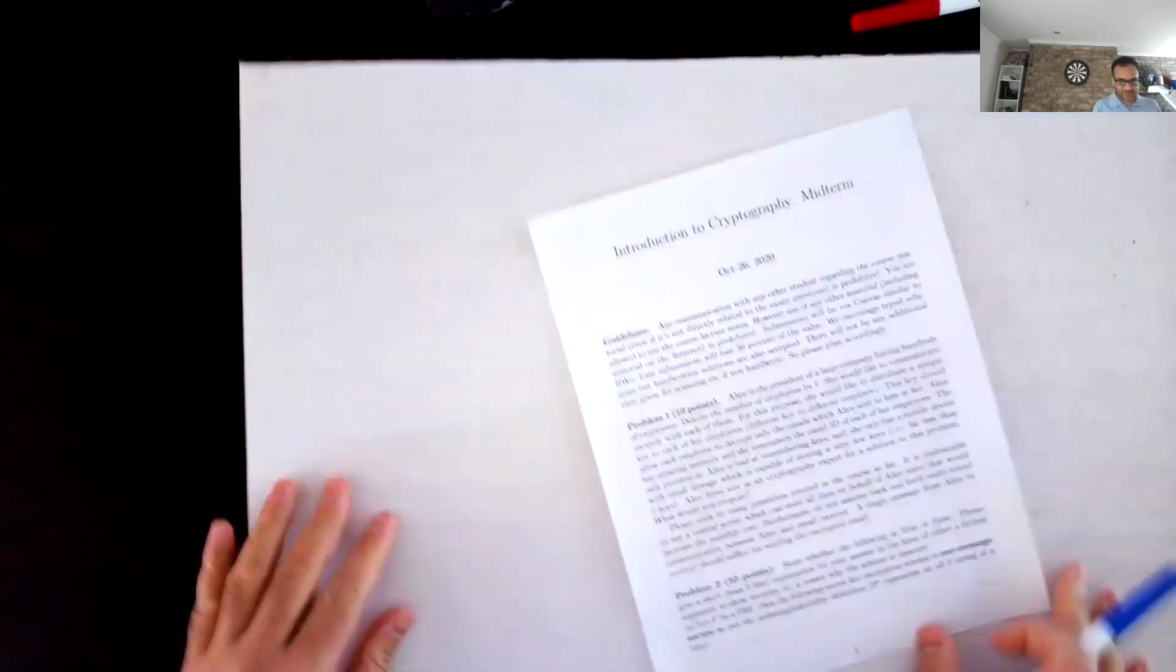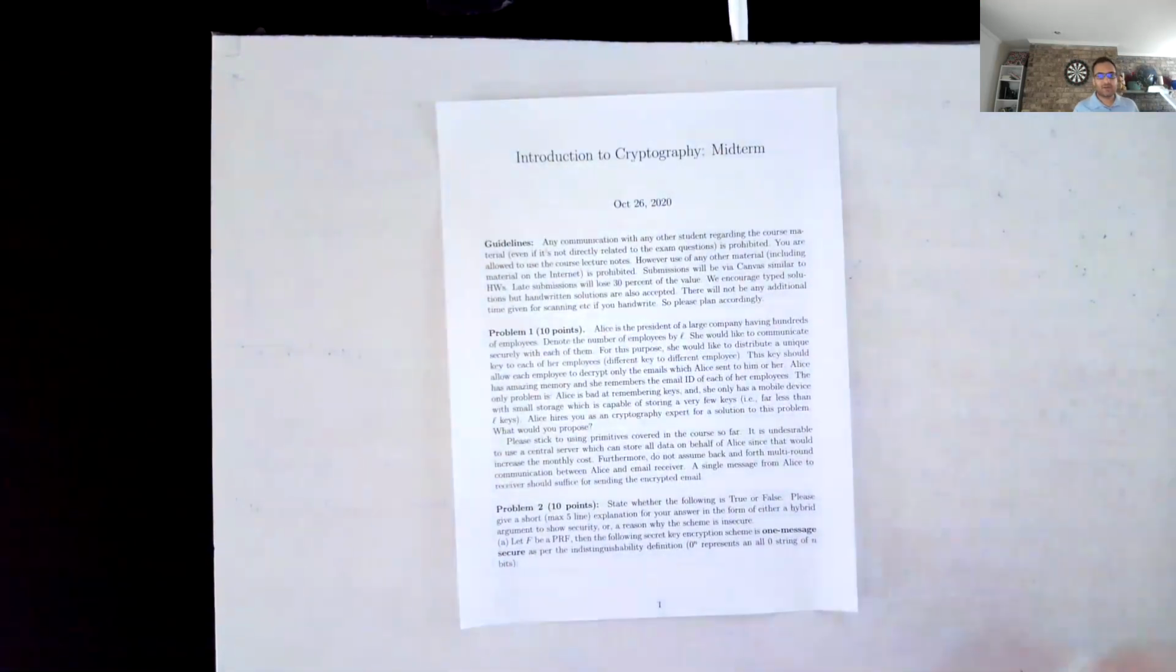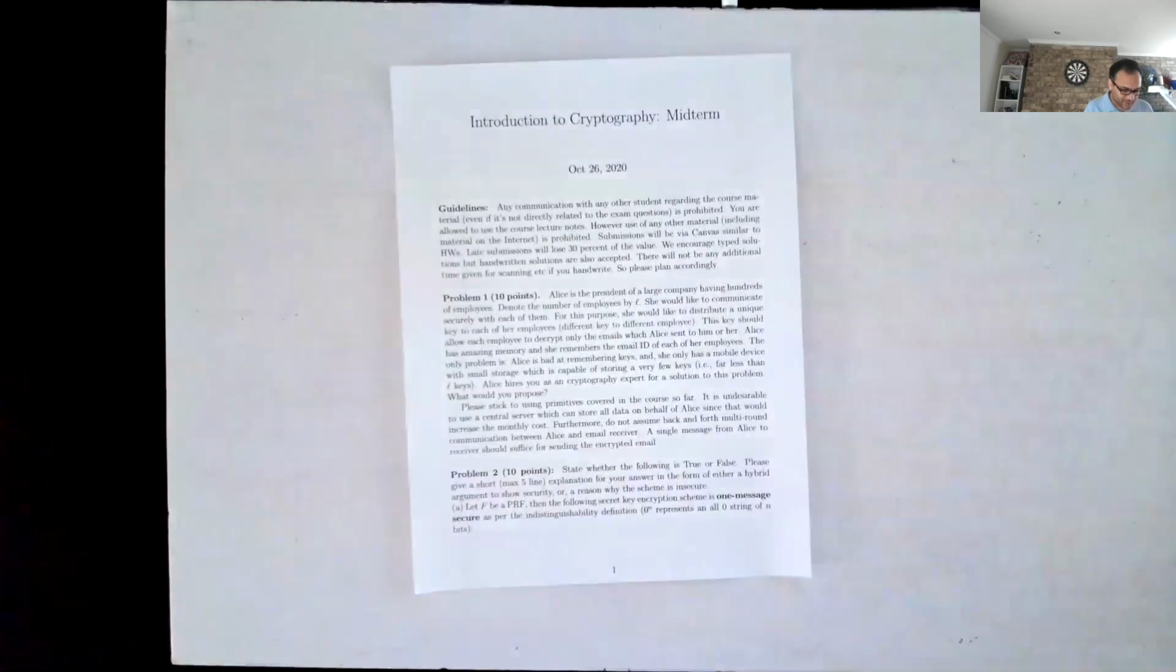Okay, so let's start with the first problem. Let me remind you what the problem was. In the first problem, you have Alice. Alice has hired you as a consultant. Alice is the president of a large company having, let's say, hundreds of employees. And Alice would like to send secure encrypted emails to each of them. The idea is that Alice only has a mobile device, so she cannot really store 100 different keys on the mobile device, one for each employee, but rather she can remember the email ID of each of her employees, right?